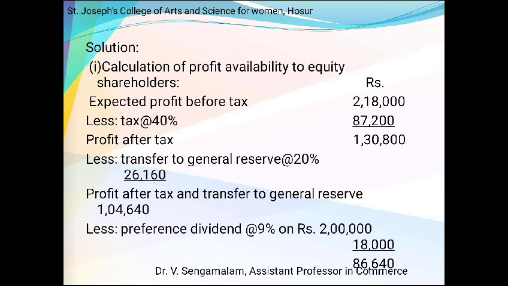Calculation of profit available to equity shareholders. Expected profit before tax is rupees 2,18,000. From this we want to find out tax at 40 percent. So that amount is 87,200. We want to deduct this from the profit. Profit after tax is 1,30,800. From this amount we want to take general reserve 20 percent. So after deducting general reserve, the profit is 1,04,640. Less preference shares dividend 9 percent of rupees 2 lakhs, that amount is 18,000. So the total profit is 86,640.